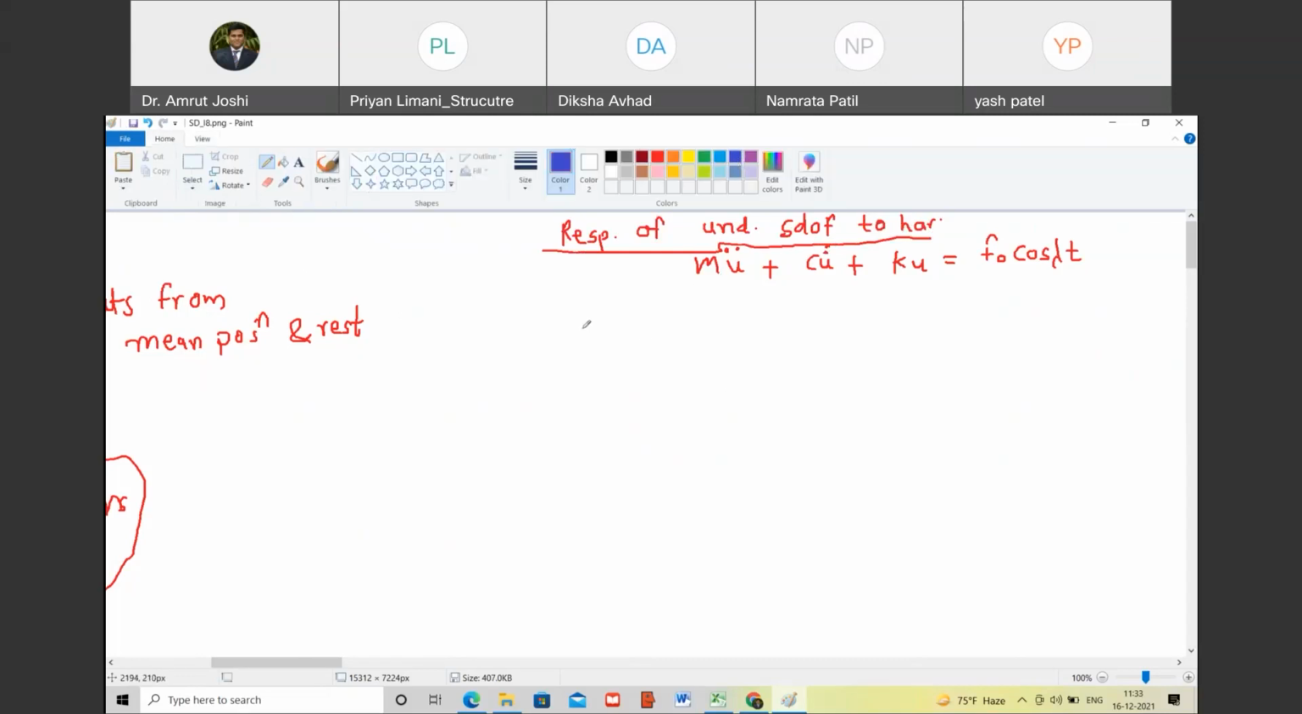So let us mass normalize this equation. What do I get? U double dot plus 2 eta omega U dot plus omega square U is equal to F0 by M cos lambda t. Happy? This is what we get.